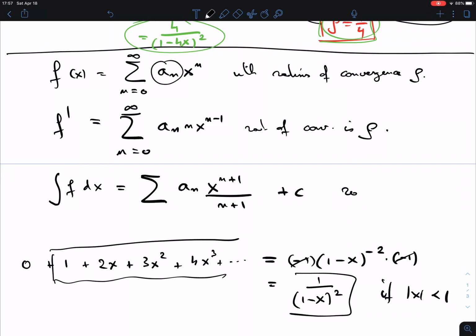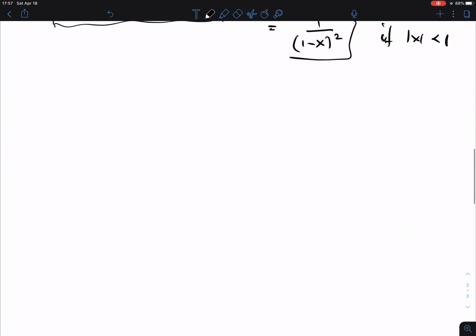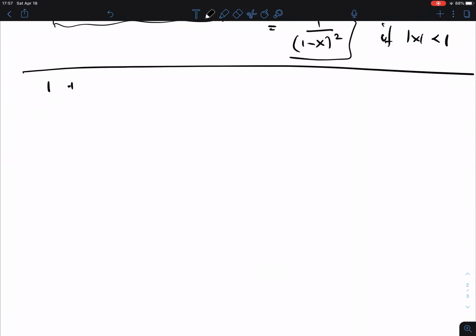And what about the radius of convergence? Well, what do you think? Nice, right? It's still going to be rho, the same rho. So taking derivatives or taking antiderivatives does not change the radius of convergence. I should warn you, it might change the interval of convergence, but as I said, we're not going to bother ourselves with that.